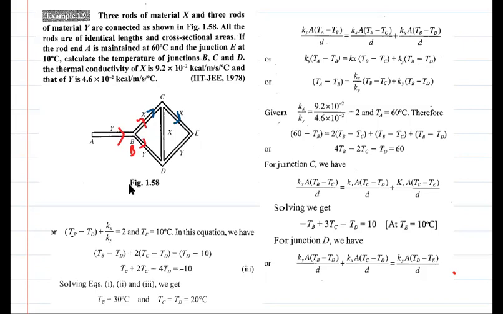So the equation would be what? TA minus TB by RAB is equal to TB minus TC by RBC plus TB minus TD by RBD. Yes or no? So this is the equation. Makes sense? Anyone have any issue? Tell me. So this is equation one.